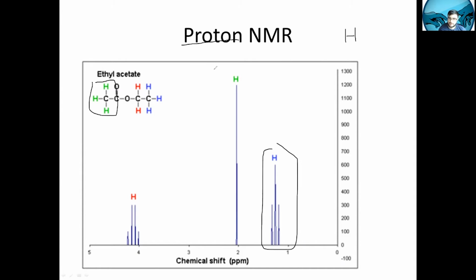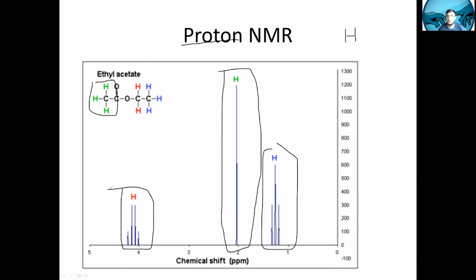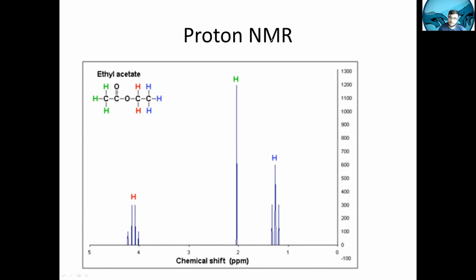These three greens apply to this, and these two reds apply to this. Okay. Now, what are all these peaks and what does all this mean? There are two things you have to look at for proton NMR, and only two things. Firstly, the number of neighbors, and secondly, the number of equivalent hydrogens or equivalent protons. And we'll cover that here.